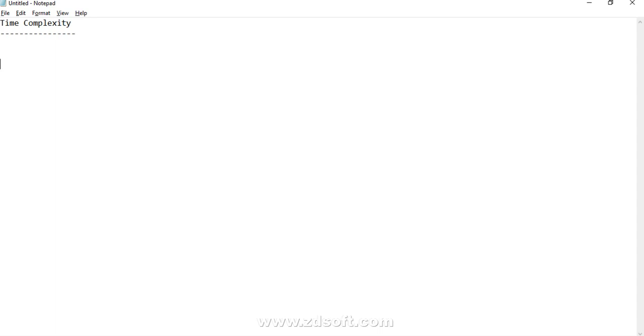Okay, so time complexity is basically represented in a notation that we call big O notation. So big O notation is used to represent the time complexity of any algorithm. Okay, so let's see what different representations we have. So one is order of one. First is order of one.